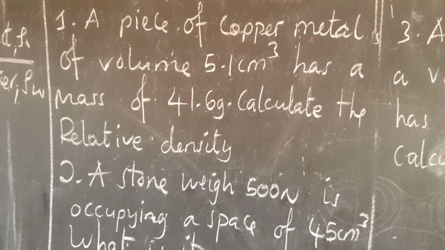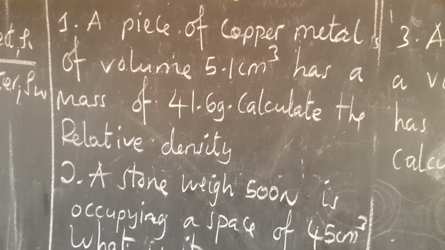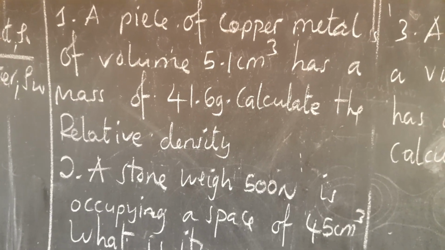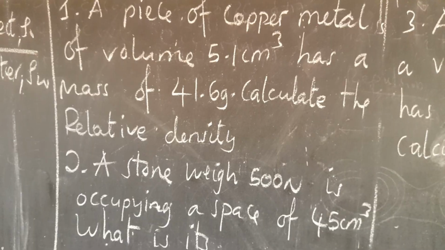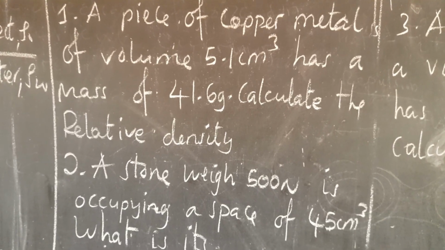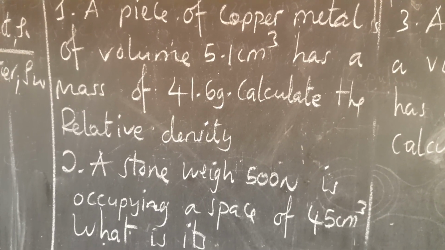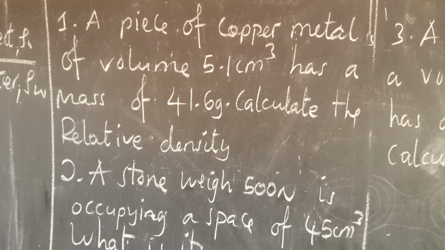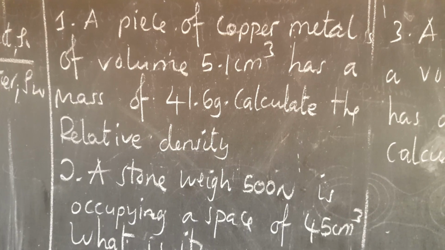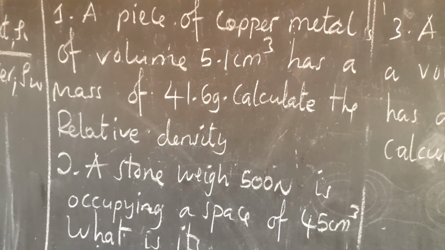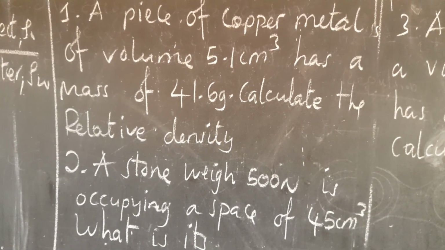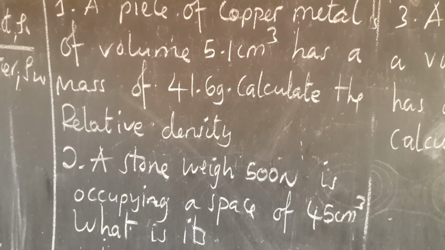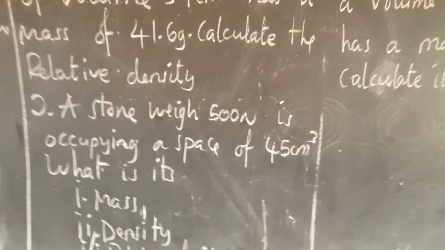A piece of copper metal of volume 5.1 centimeter cubed has a mass of 41.6 gram. Calculate the relative density.